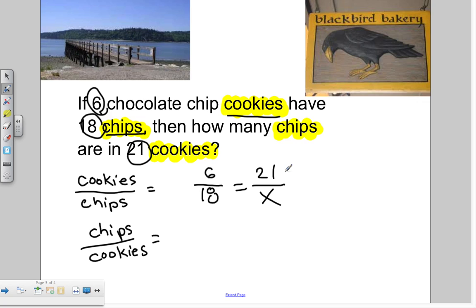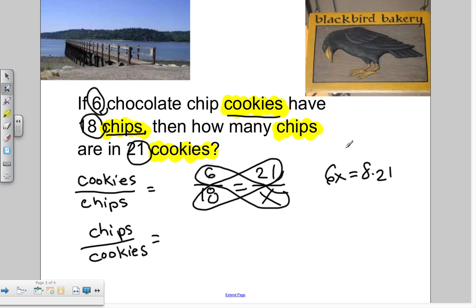I can cross multiply, which would give me 6x equals 18 times 21. I didn't write that right. 18 times 21. Well, I don't know 18 times 21. There actually is a faster way here. I don't know if anyone can see it, but I get 378. So 6x equals 378.